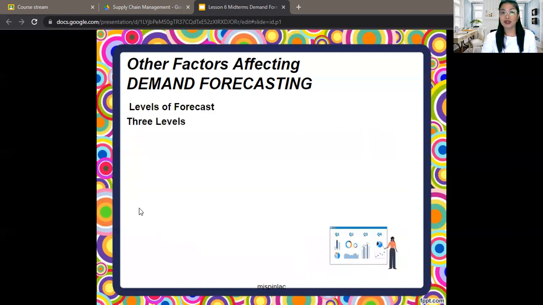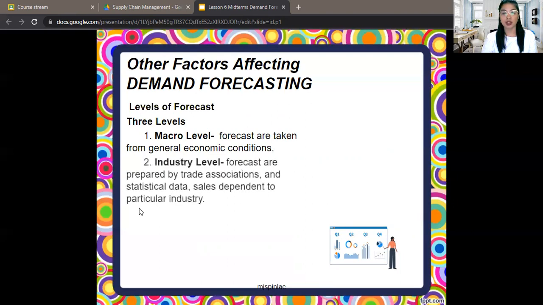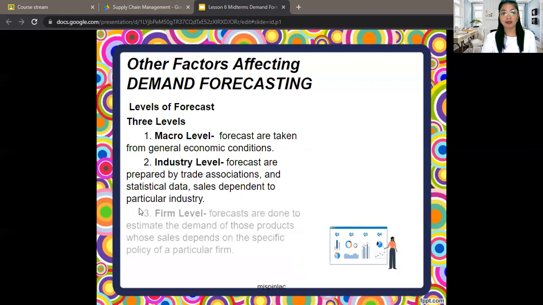We have the levels of forecasts. We have three. First is macro level, wherein the forecasts are taken from general economic conditions. Next is industry level, wherein the forecasts are prepared by trade associations and statistical data, sales dependent on a particular industry. Next is firm level, wherein forecasts are done to estimate the demand of those products whose sales depend on the specific policy of a particular firm.